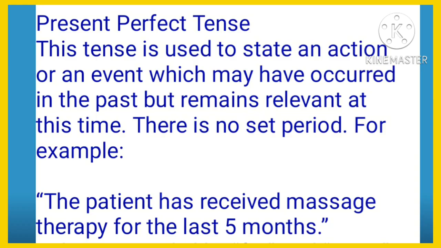3. Present perfect tense. This tense is used to state an action or an event which may have occurred in the past but remains relevant at this time. There is no set period. For example, the patient has received massage therapy for the last 5 months. Indicator words like for and since are used while using the present perfect.